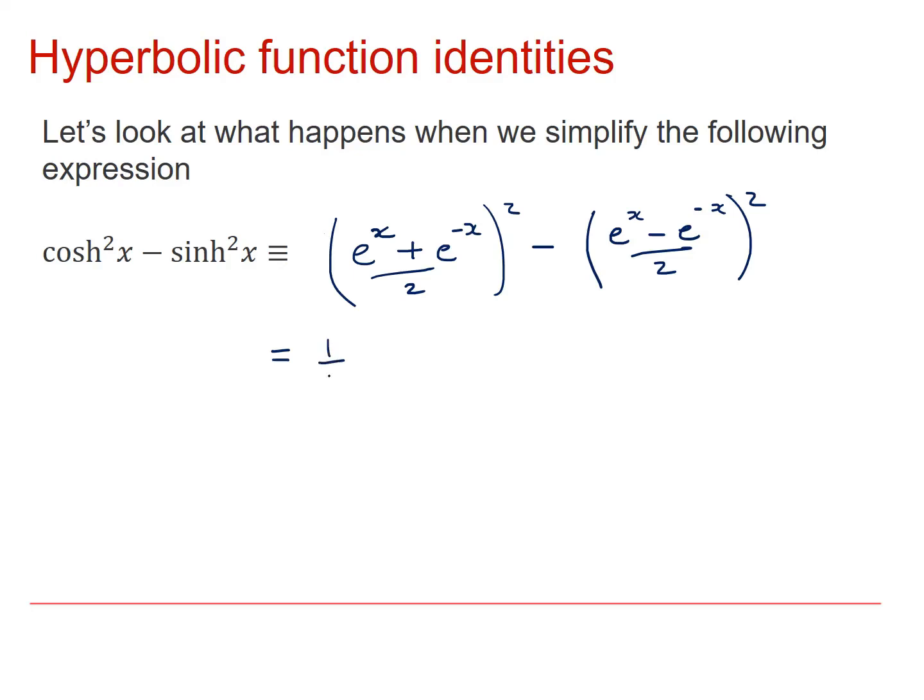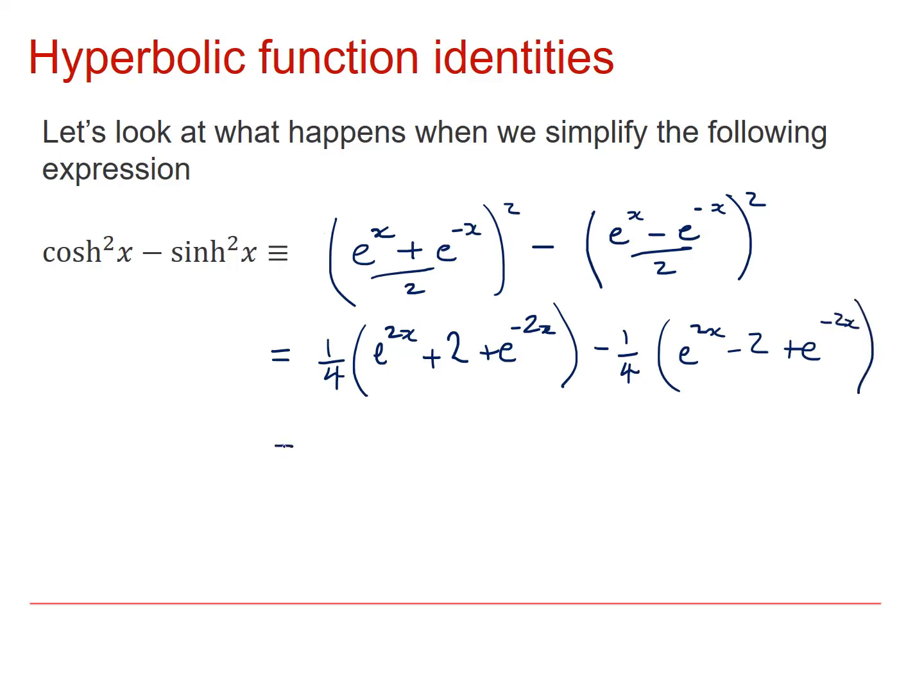Multiply that up, I'm going to get a quarter of e to the 2x plus 2 plus e to the minus 2x, take away a quarter of e to the 2x minus 2 plus e to the minus 2x. Gathering those together, a quarter can come out as a common factor and I get e to the 2x and a minus e to the 2x there, and an e to the minus 2x and a minus e to the minus 2x there, so they all go, and I've got 2 minus minus 2, so I get 4. So that comes out to be 1.